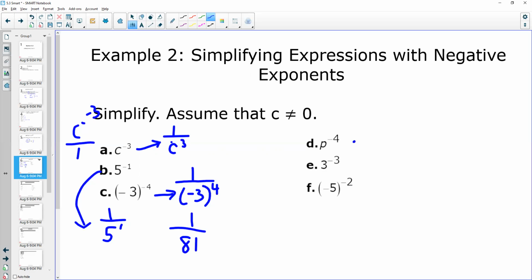Okay, p to the negative 4th is just really 1 over p to the 4th. The negative goes away. 3 to the negative 3 is another flip. 1 over 3, the negative goes away, to the 3rd. And then I'm going to finish that. It's 1 over 27, it's 3 to the 3rd.